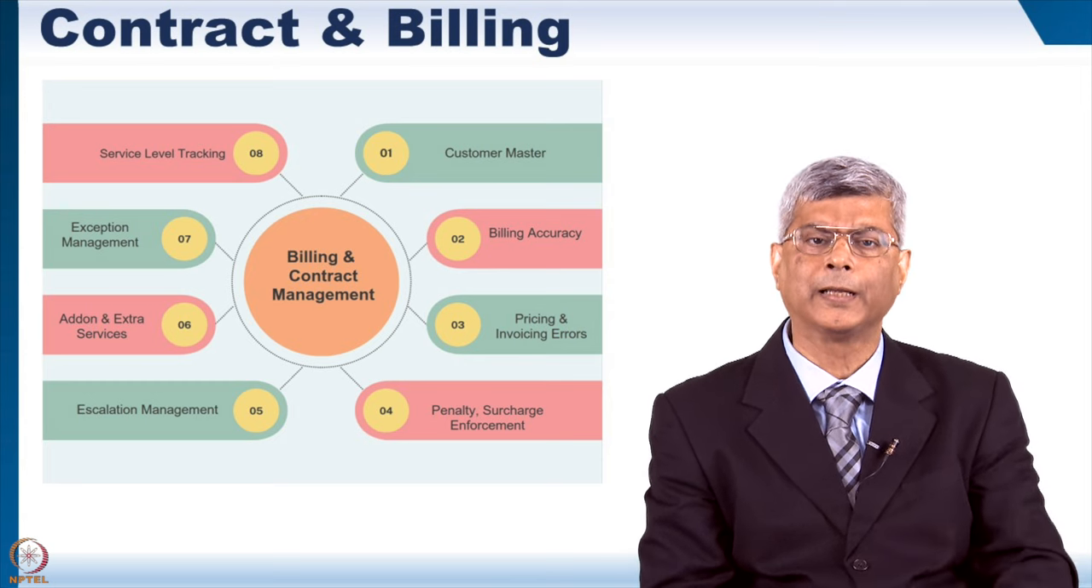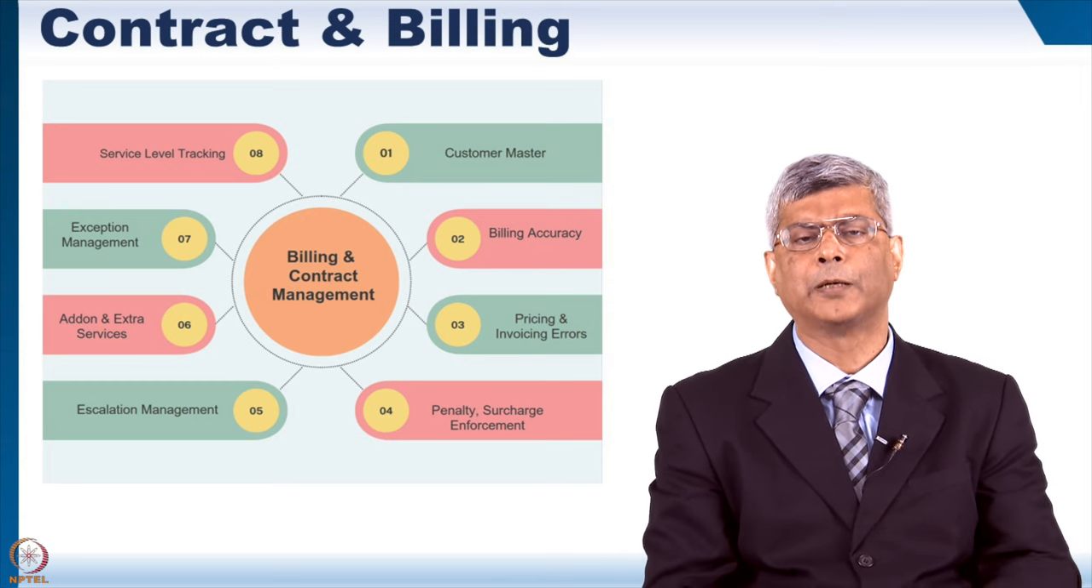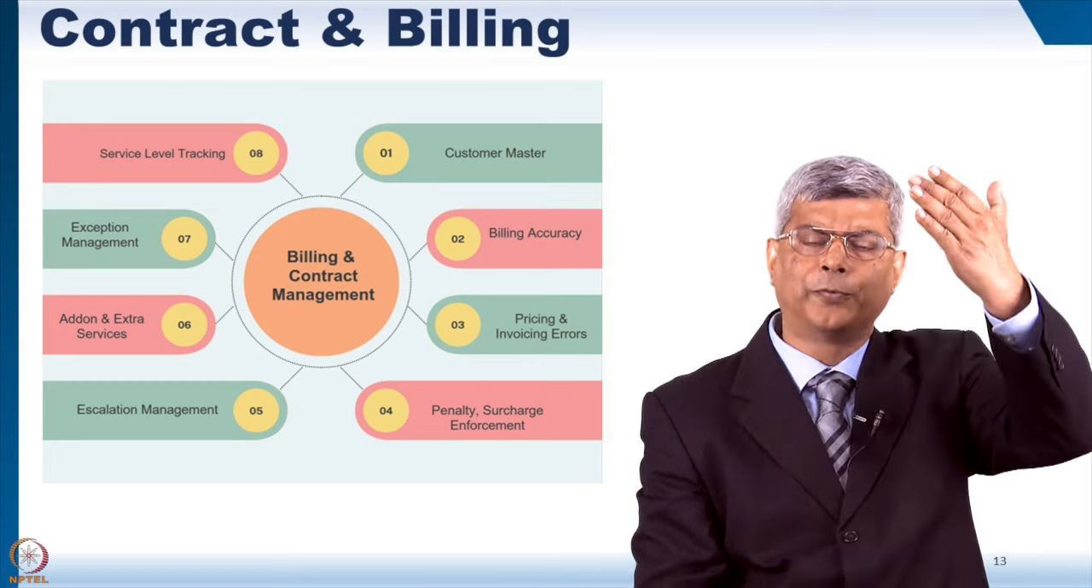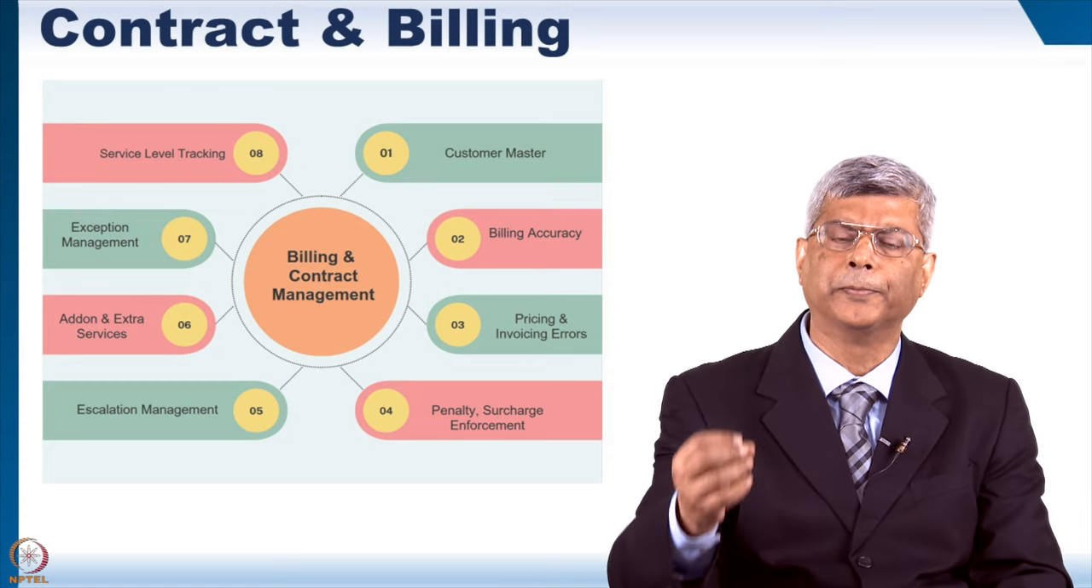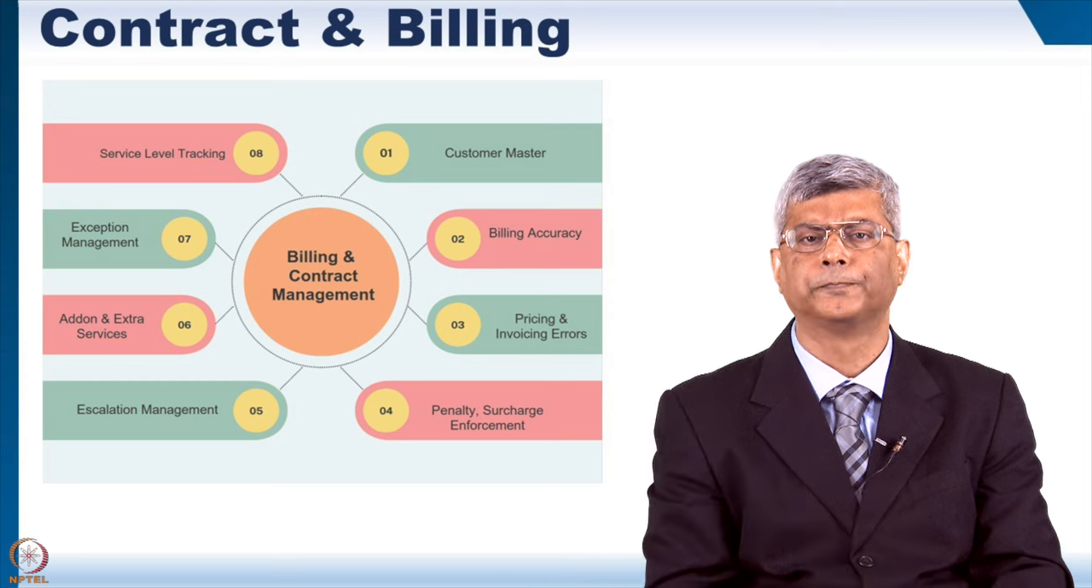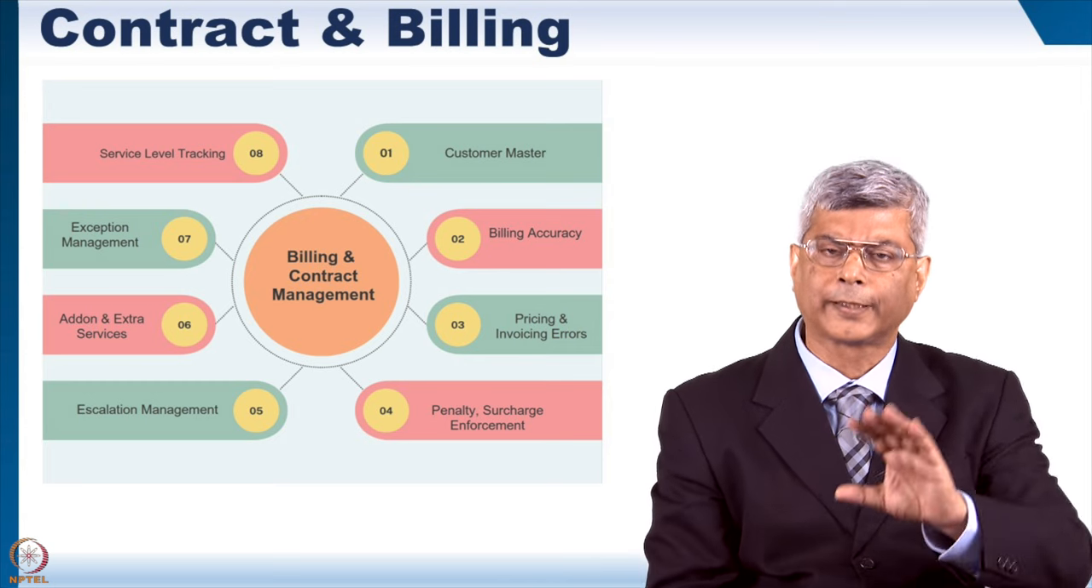What are the components of that? There has to be a customer master. The company has to keep track of all the customers. It may be hundreds, thousands, million, sometimes a billion. That's called customer master.